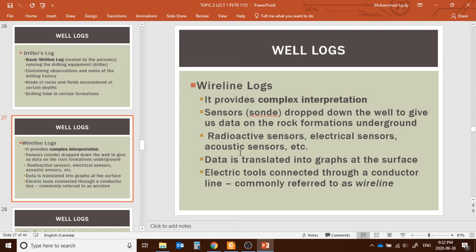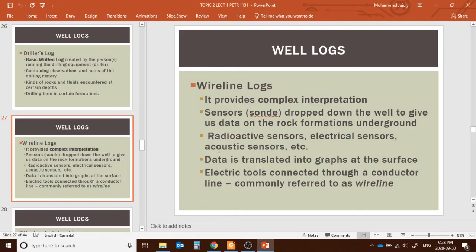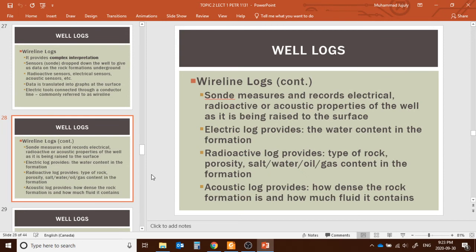Okay, and when we get all this data, we'll translate it into a graph. Okay, and this graph will look very similar to this one. We'll see more. Okay, so the sonde or the sensors measure and record, as I said, electrical, radioactive, or acoustic properties.